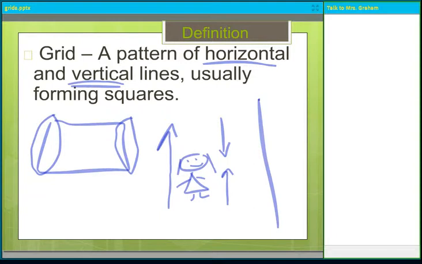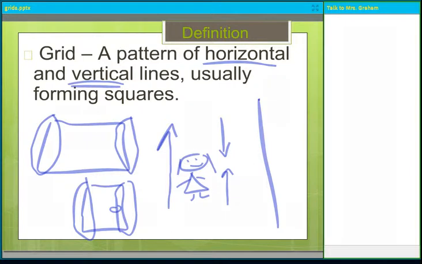Yep, like the edge of a door. So if you have your door right here, here's my doorknob. These are vertical lines. They go up and they go down. And yes, those two are parallel too. You got it. Excellent, Andrew. But they go up and down.